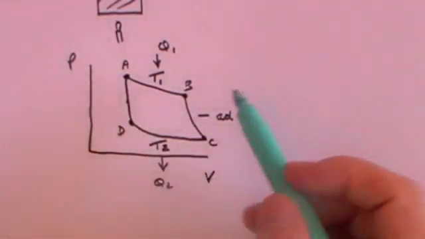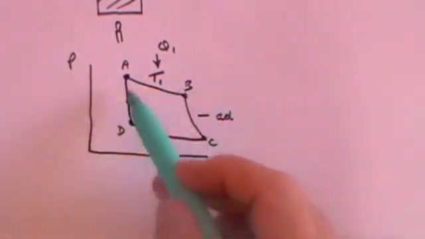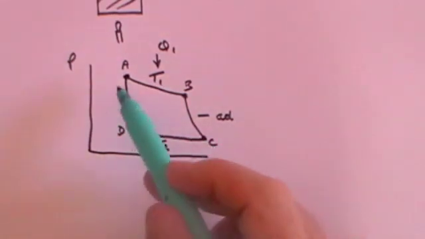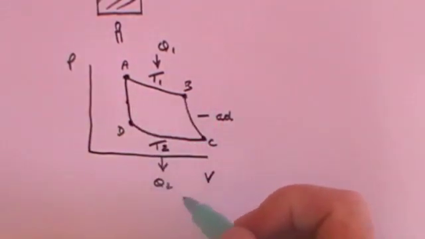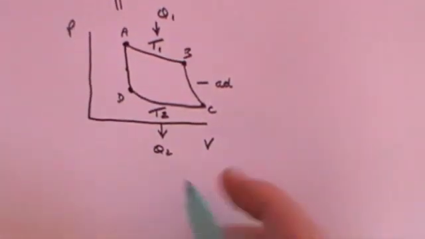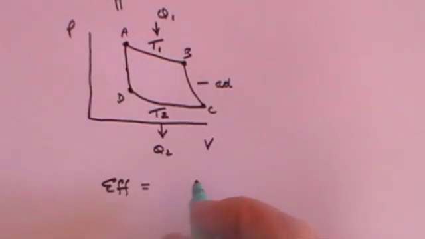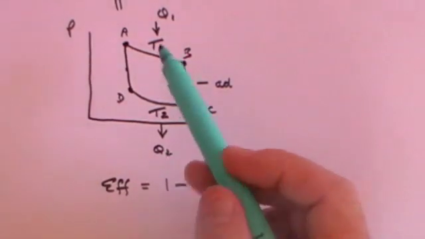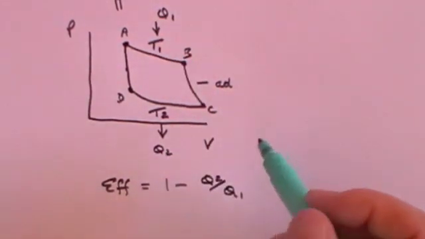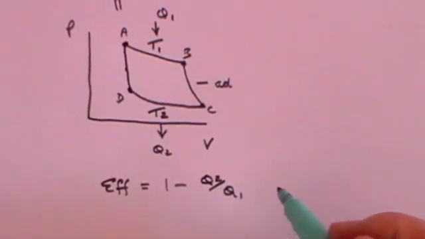So this is an engine. You can keep going round this cycle as many times as you like. And you'll be putting some work in and taking some work out. You'll be putting some heat in and you'll be getting some heat out. But what we've shown is that the maximum efficiency that you can get from an engine is 1 minus Q2 over Q1, where Q2 is the heat out and Q1 is the heat in. That's the maximum efficiency. You can never get 100% efficiency.